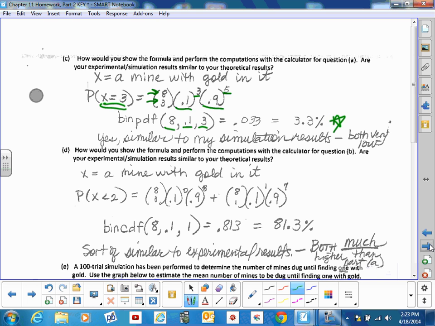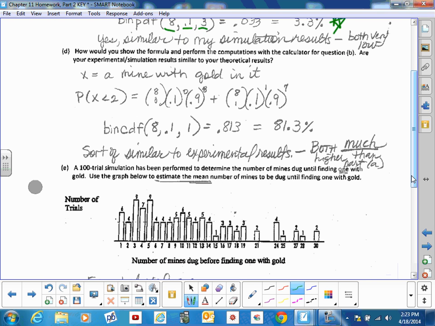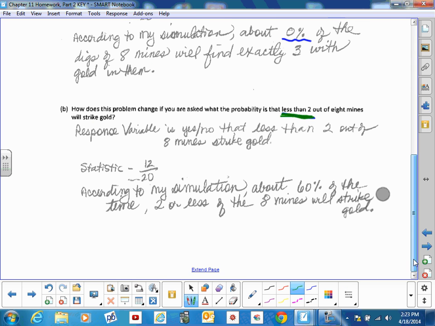Okay? And then this one is a reminder of how we did this before, where we wanted to do, if we want less than 2, then I want 8 choose 0, and I want 8 choose 1. So you have a choice of either computing this as binomial PDF of n, p, 0 plus PDF of n, p, 1, or cumulative up to and including 1. And look at this percent, quite a bit higher, 81.3%. And when I ran my simulation, look, it was quite a bit higher, 60%.